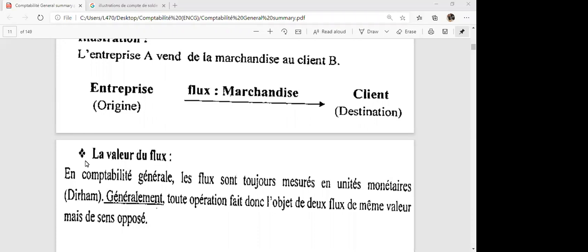So in the case where a client buys goods from an enterprise, if we're analyzing this transaction in terms of the goods, the origin of the goods is the enterprise, and its destination would be the client. And if we're analyzing the same transaction from the point of view of money, the origin of the money would be the client, and the destination of the money would be the enterprise. I'm guessing that's clear.